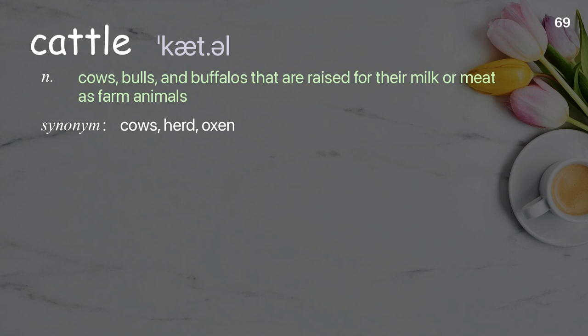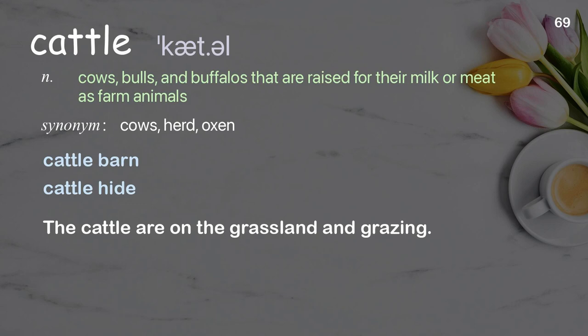Cattle. Cows, bulls, and buffaloes that are raised for their milk or meat as farm animals. Examples. Cattle barn. Cattle hide. The cattle are on the grassland and grazing.